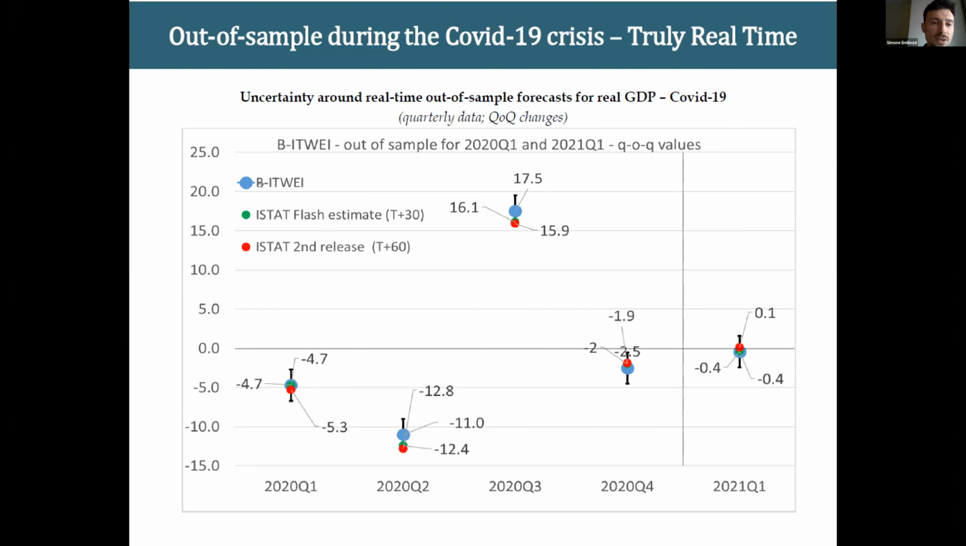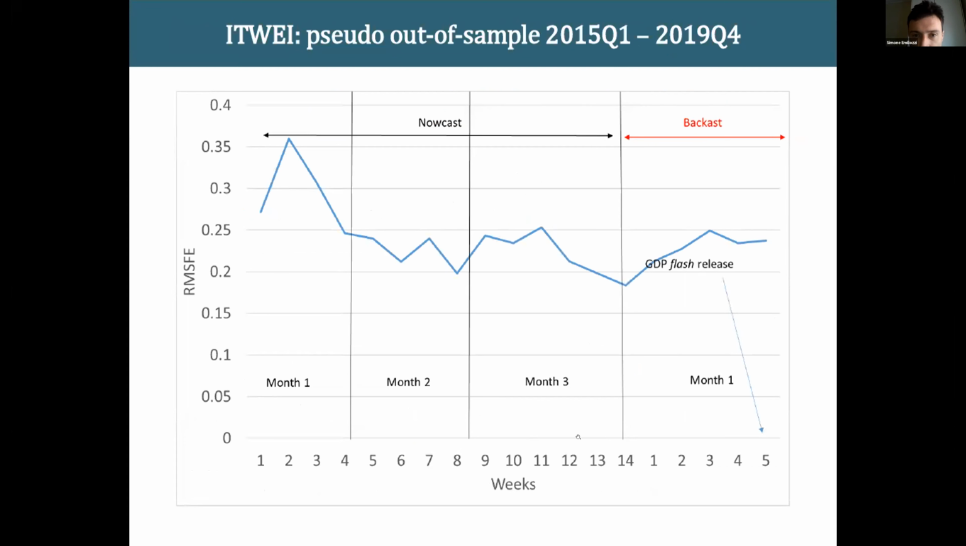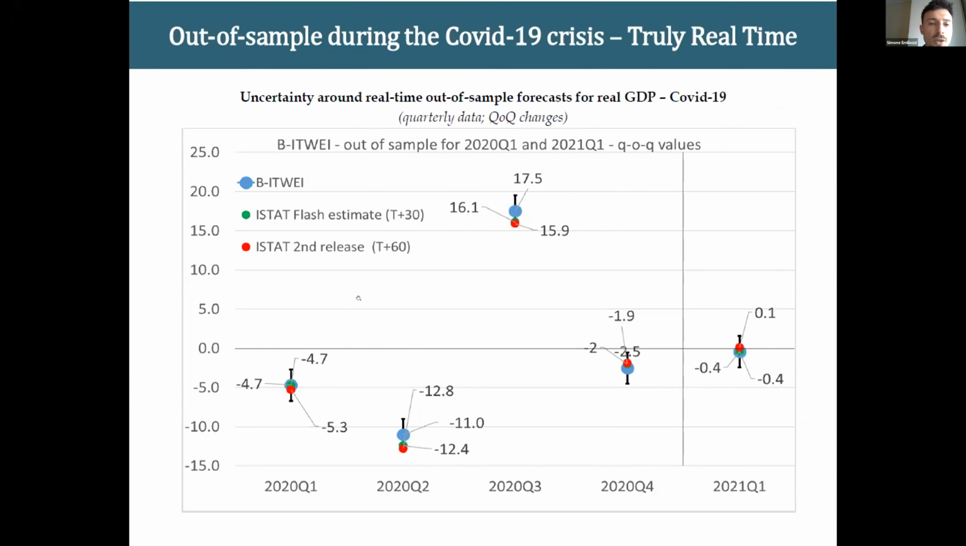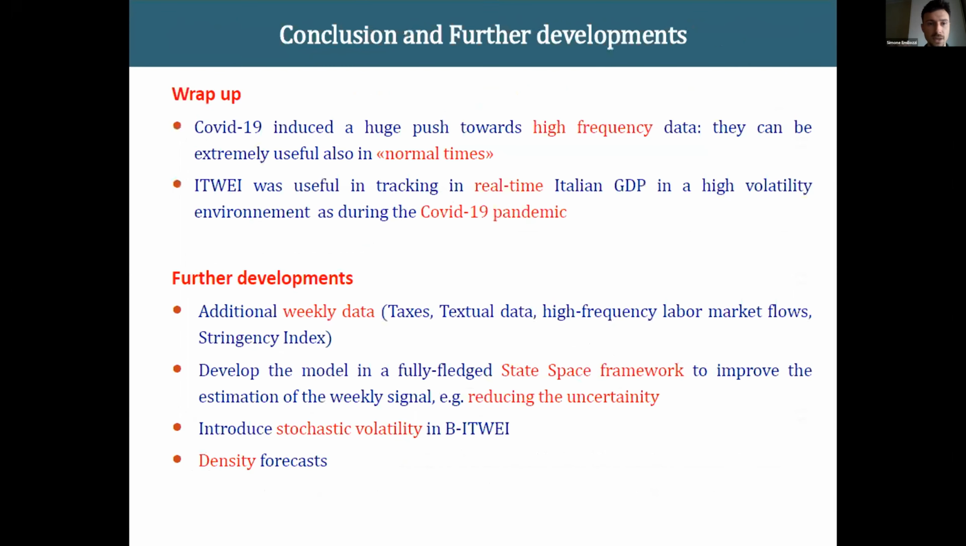So basically, each blue dot is the out of sample forecast of our index, the one that we make here the 13th week of the quarter, so the ending week of the quarter, together with the GDP flash, the T+30 estimate, and the second estimate. As you can see, in Q1, Q2, Q3, Q4, and the first quarter of Q1 the index did a pretty good job in real time. So we were really happy about the performance of this index.